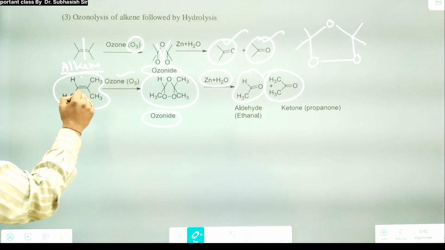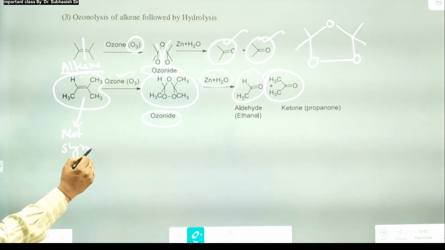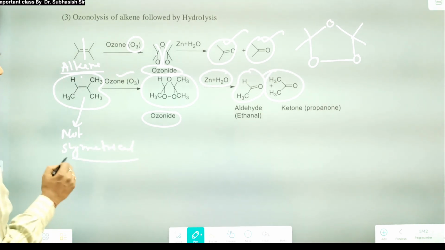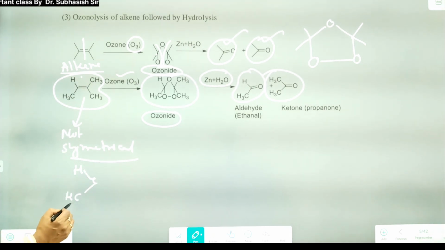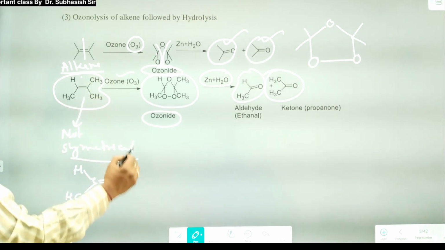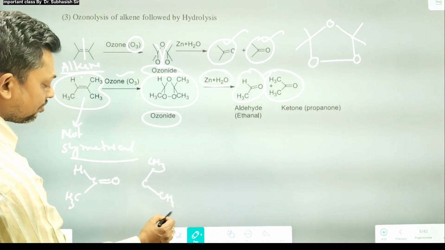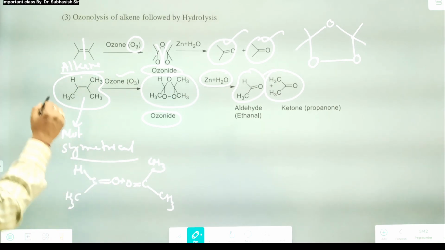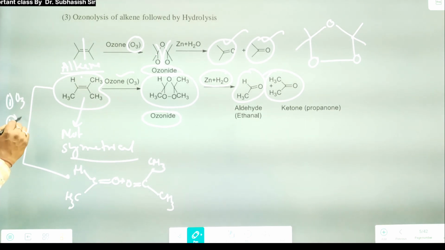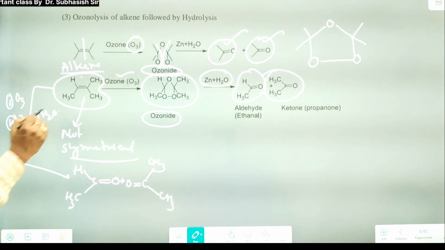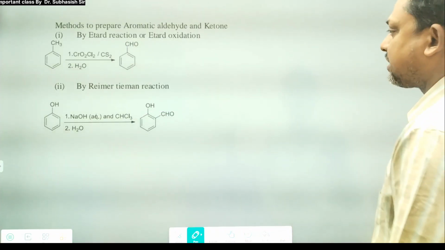This part is not symmetrical, this part is not symmetrical, so you will end up with two different carbonyl compounds. So in one part you will end up with an aldehyde, whereas in another part you will end up with a ketone. If you react this with what? First with ozone and next with what? Zinc and water. Okay, so this is called ozonide formation. So let us go to the next slide.